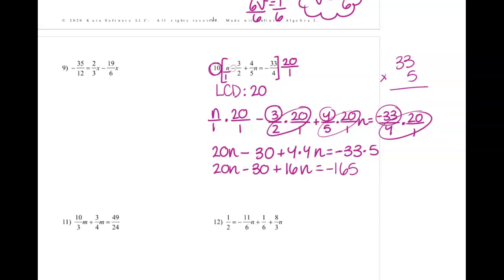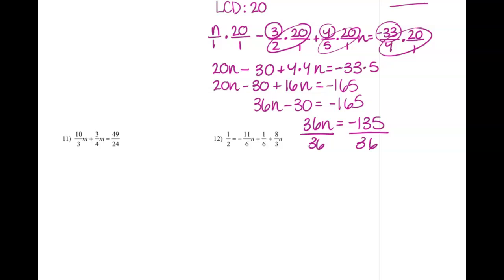Okay, so now simplifying, we have 20n plus 16n, so we end up with 36n minus 30 equals negative 165. If we add 30 to both sides, 36n equals negative 135. We divide by 36, n equals negative 135 over 36. Looks like it definitely simplifies.